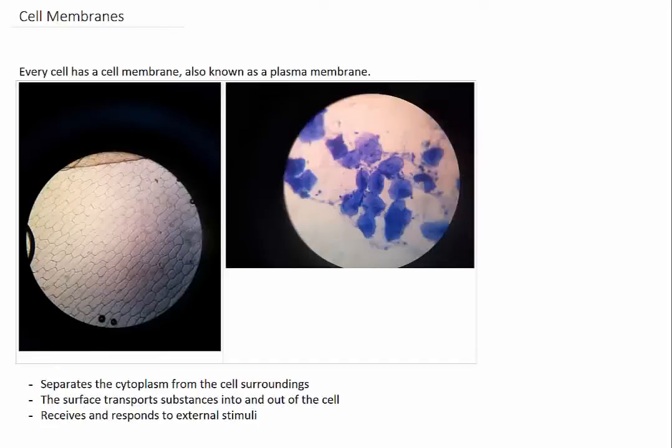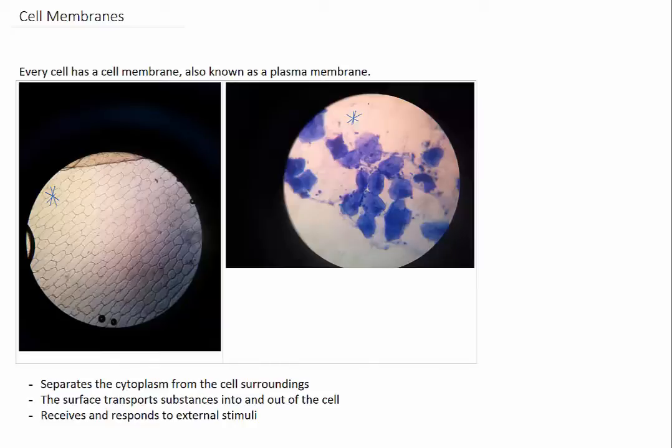Every cell has a cell membrane surrounding the cell. Cell membranes are also referred to as plasma membranes. So if you remember the cells that you've looked at so far, the onion cells, cheek cells, and bacterial cells all have a cell membrane. It's one feature that's common to all cells. And cell membranes play a vital role in the life of cells.